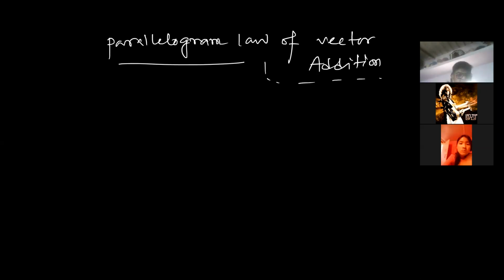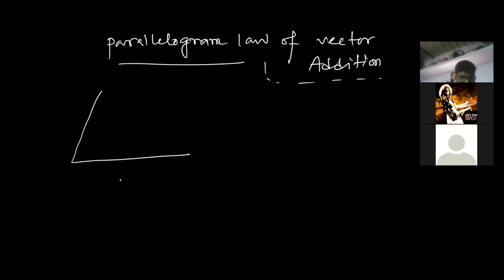Okay. So today we are learning the parallelogram law of vector addition. At first we are making the parallelogram and aligning the vector quantities along the adjoining sides of the parallelogram. This is the parallelogram we are drawing. By one side of the parallelogram, one vector, A vector, is represented by this line.